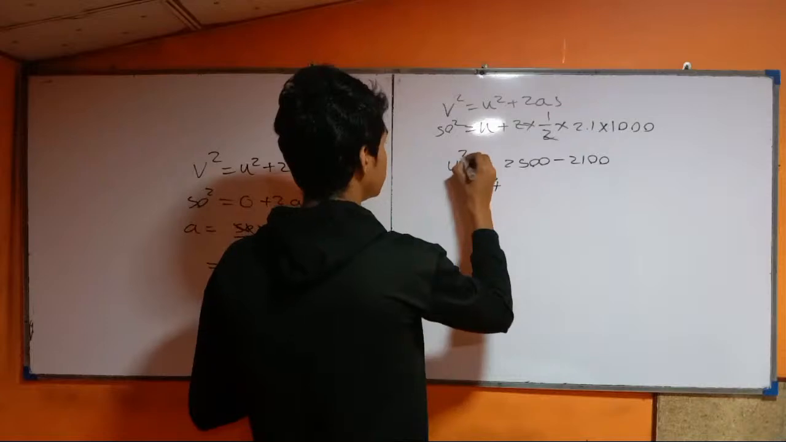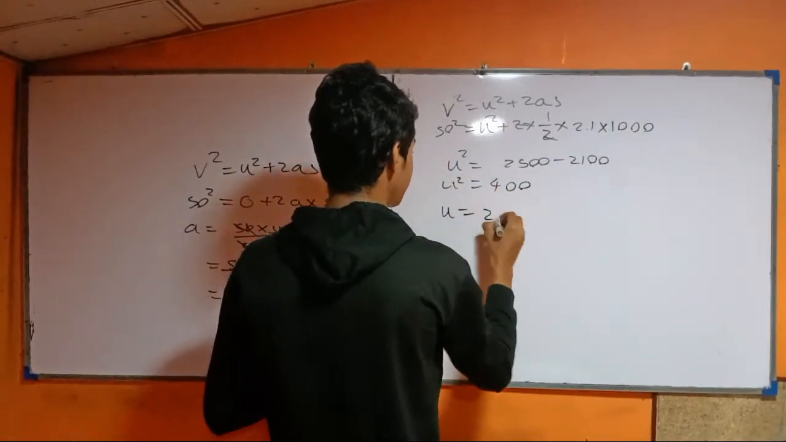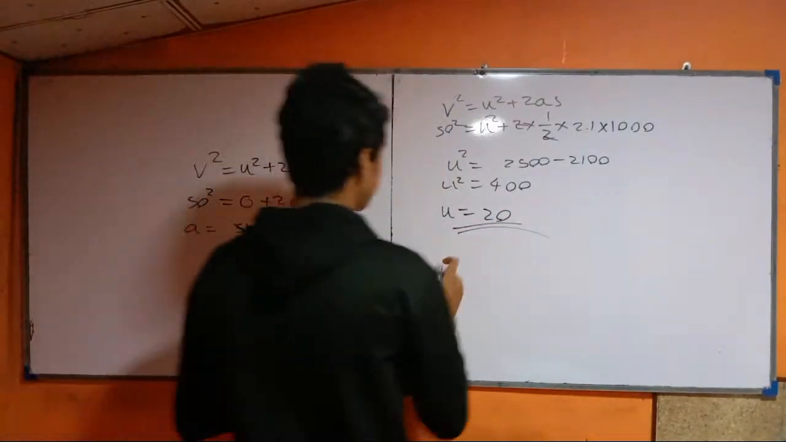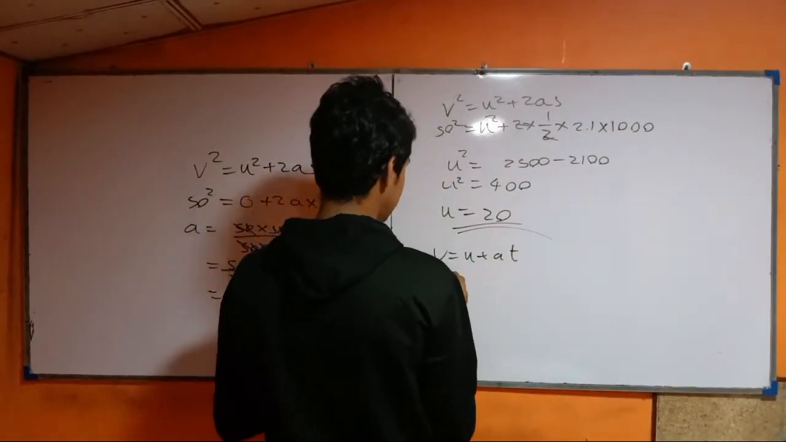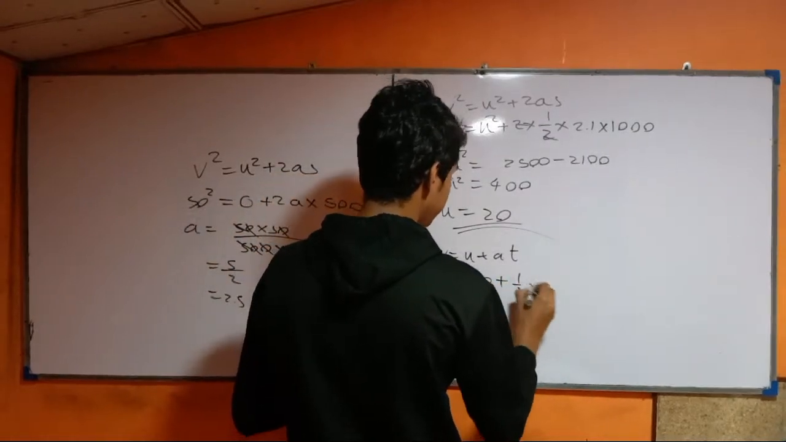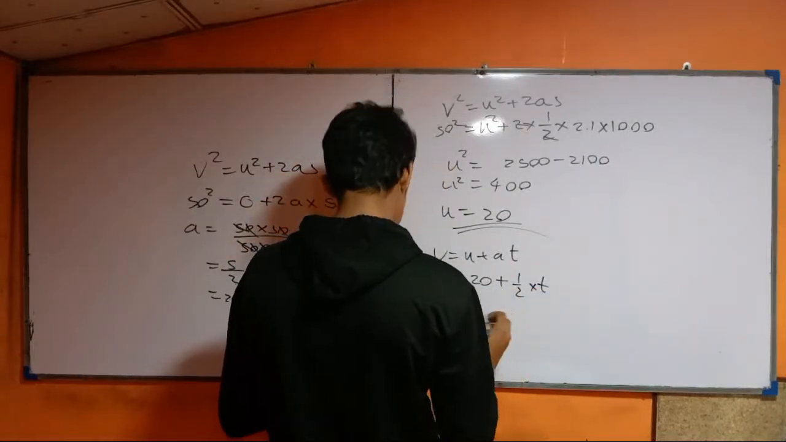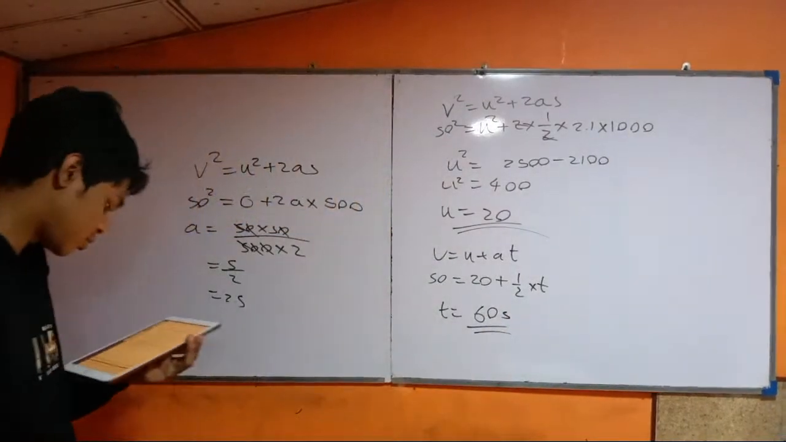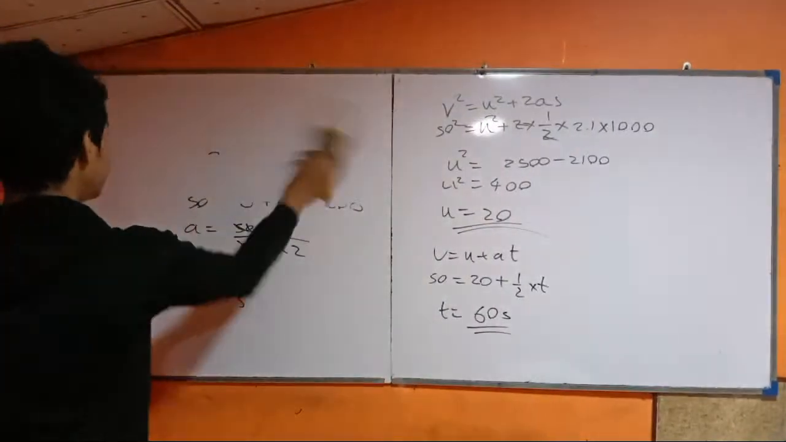So u squared is going to be equal to 400. U is going to be equal to 20 meters per second. And for the time taken, v equals u plus at. Final velocity is going to be 50, which is equal to 20 plus half into t. So t is going to be 60, right? Yes, 60 seconds. 60 seconds means 1 minute. So the answer is going to be answer number 5.